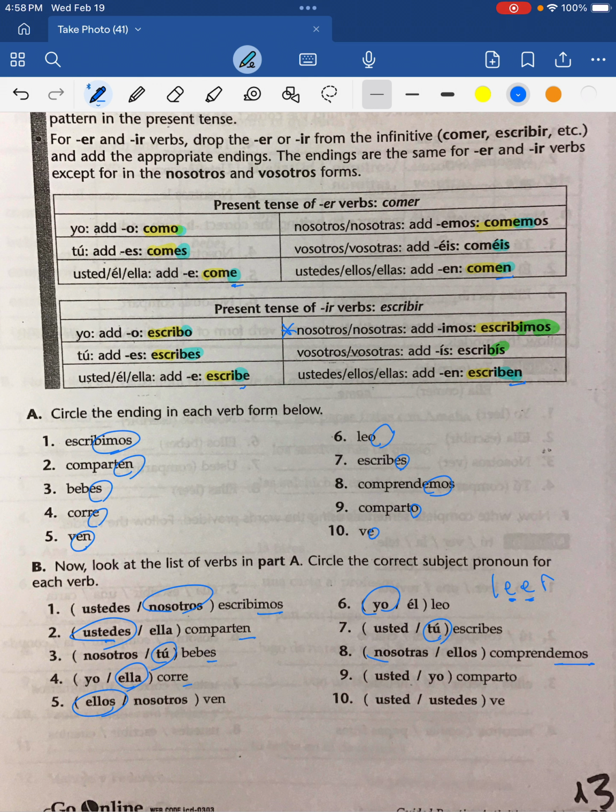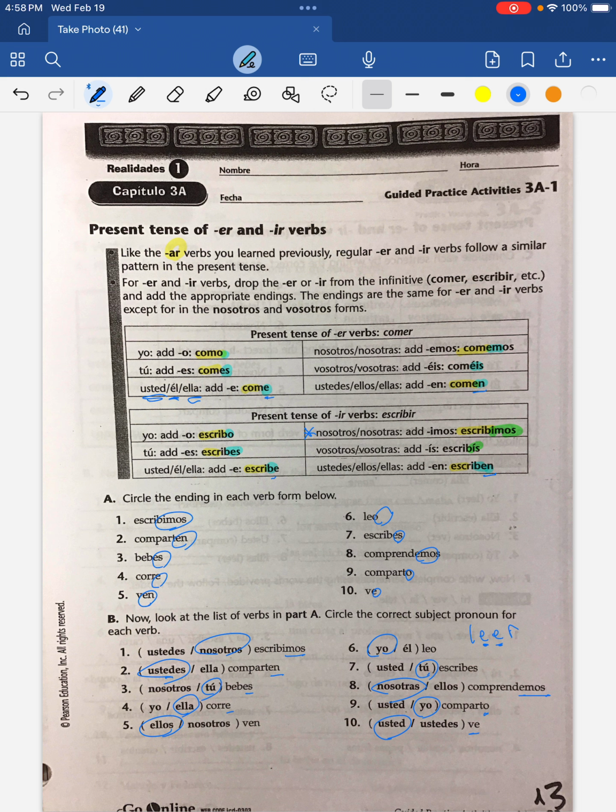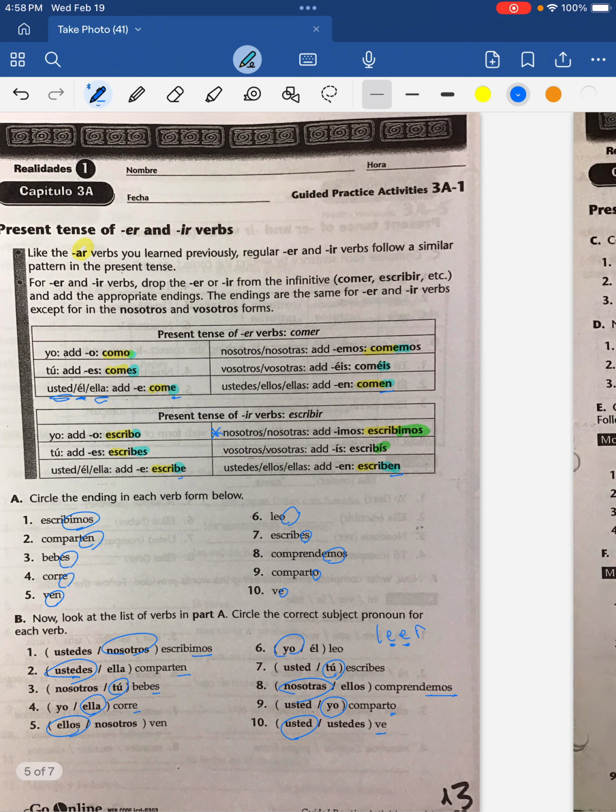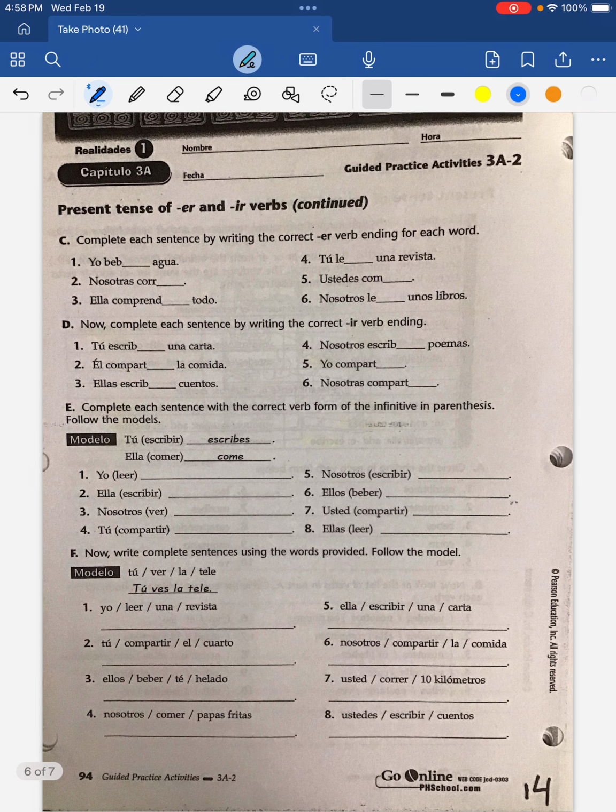¿Comprendemos? Yeah, we understand. Who shares? I do. Yo comparto. Y usted ve. Same as él and ella. We don't forget that usted is here with él and ella with that third person singular. All right. So, conjugating verbs, that means we're dropping endings. If we take a look at the next page, we've got present tense of ER and IR verbs. It is your job to try and conjugate.